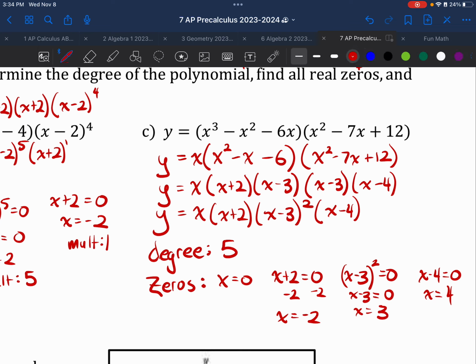Finally, I have to check what the multiplicity of each of these is. So the multiplicities are, well, this 0 came from this x, and this x was to a power of 1. I'm going to list all the powers. Power of 1, and power of 1. These are all multiplicities of 1s, and this is a multiplicity of 2. I'm just going to write those down. The multiplicity is 1. The multiplicity is 1. The multiplicity is 2. And the multiplicity is 1. Whew, a lot of work.